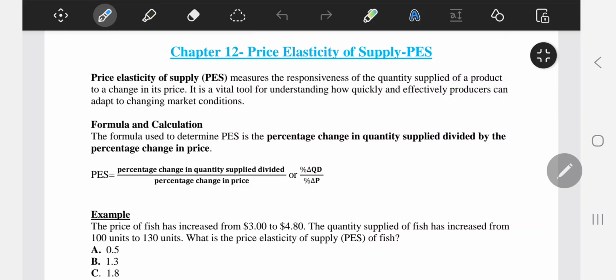So basically how easily they can bring a product to the market if there's a change in price, or how easily they can reduce that. So how do we calculate this? We calculate this using the formula down here: percentage change in quantity supplied divided by percentage change in price. This can be written in short as percentage change in QS divided by percentage change in P.